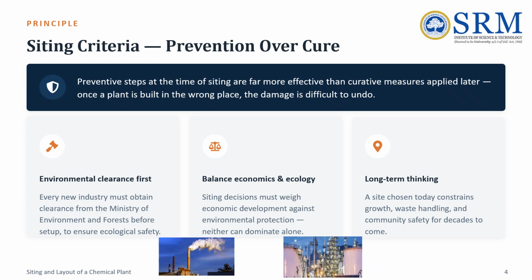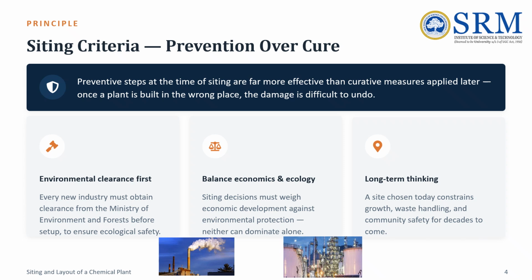Next, let us talk about the siting criteria. A key principle in plant design is prevention is better than cure. Once a plant is built in an unsuitable location, correcting the problem is difficult and expensive. Before establishing a new industry, environmental clearance must be obtained.